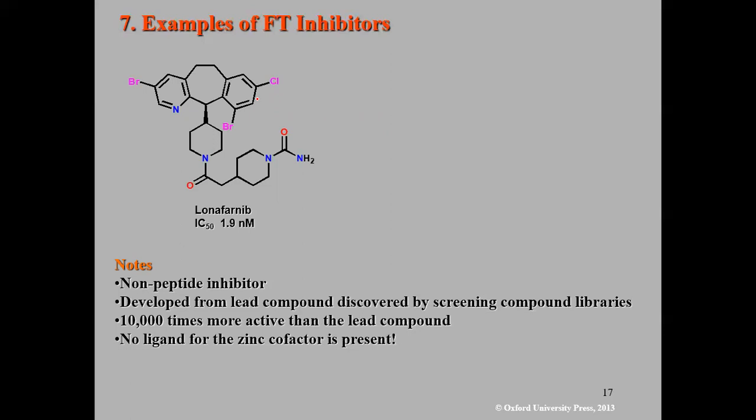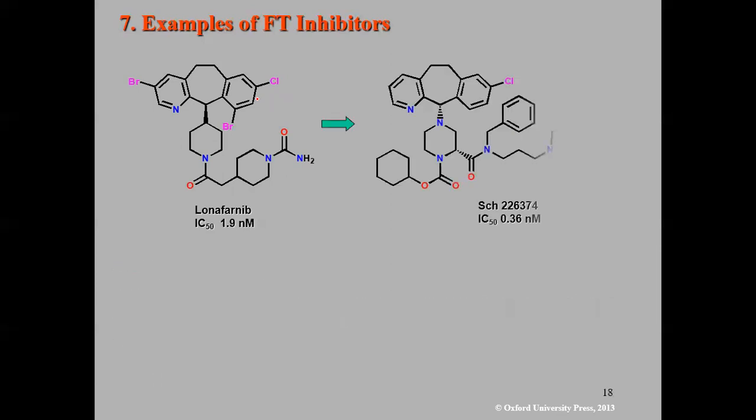No ligand for the zinc cofactor is present. And when they saw that there's no ligand for the zinc cofactor, they said, well, what is going to happen if we add a zinc binding ligand, whatever you want to call it? This results in the development of an inhibitor called SCH226374 that has an IC50 of 0.36 nanomolar, which means it is more active than lonafarnib.